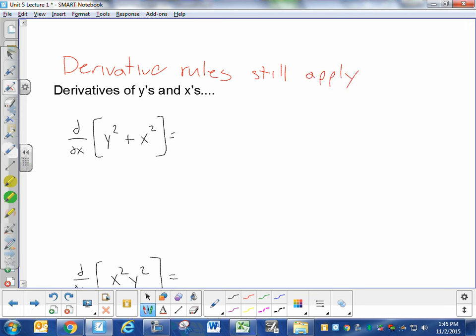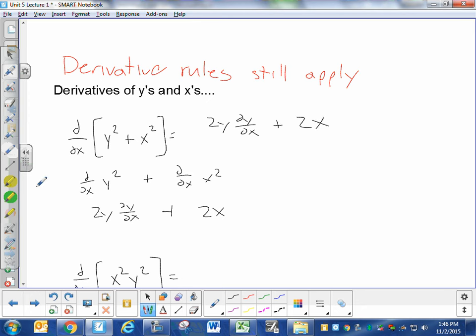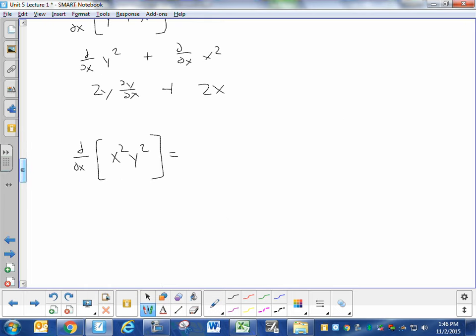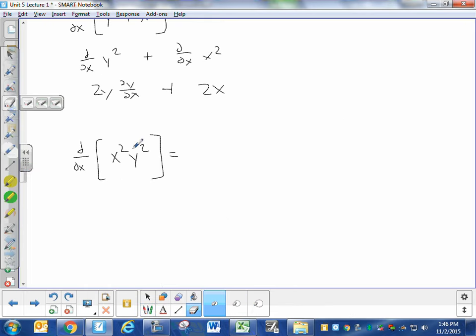Okay? So if we have stuff being added together, well, this is the easiest rule. You just take the derivative of all of the individual pieces and add them together. Now, the derivative of y squared we know is 2y dy dx. The derivative of x squared is 2x. And that would be my derivative of y squared plus x squared. Okay? That one's easy.